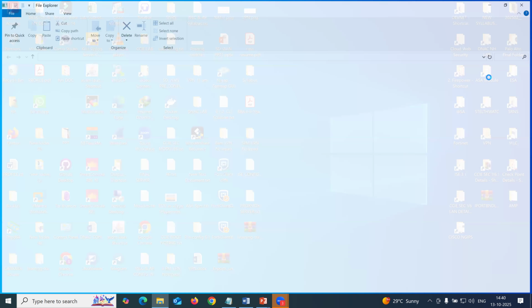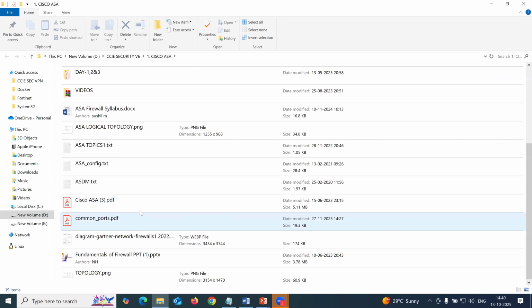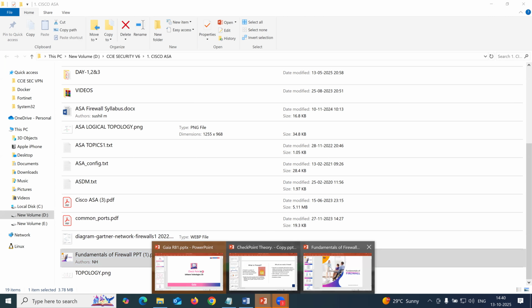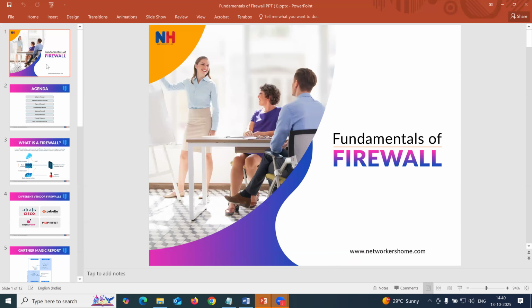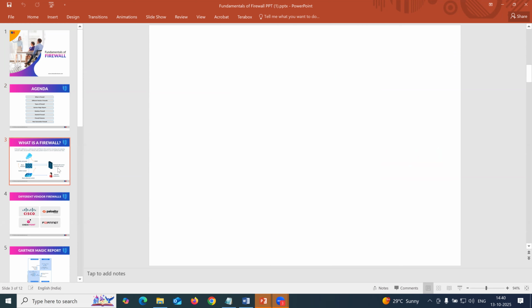Okay. All right, guys. Anyone else? And it can be either hardware or software. So we'll understand a little bit about the fundamentals of firewall, where we'll try to understand how exactly it works. Fundamentals of firewall help you understand firewall details, what is a firewall, different vendors of a firewall, types of firewall, the Gartner Magic Quadrant report, stateless, stateful, all these types.